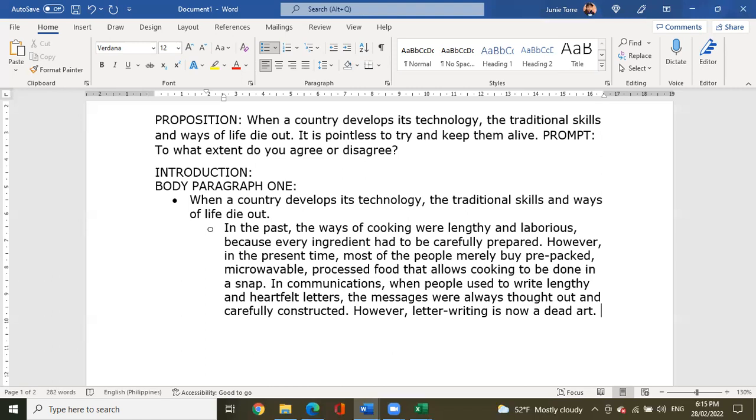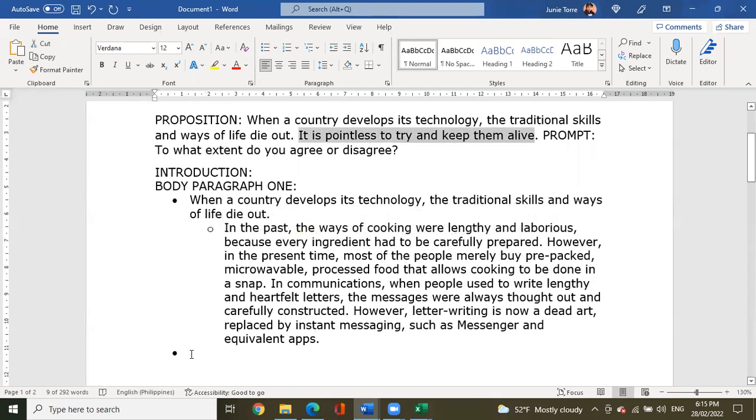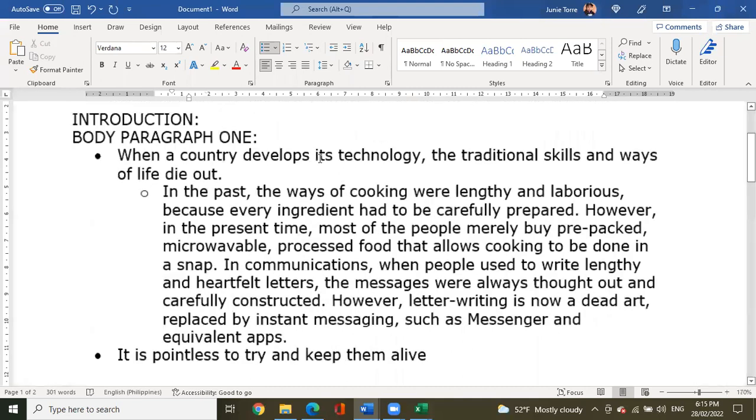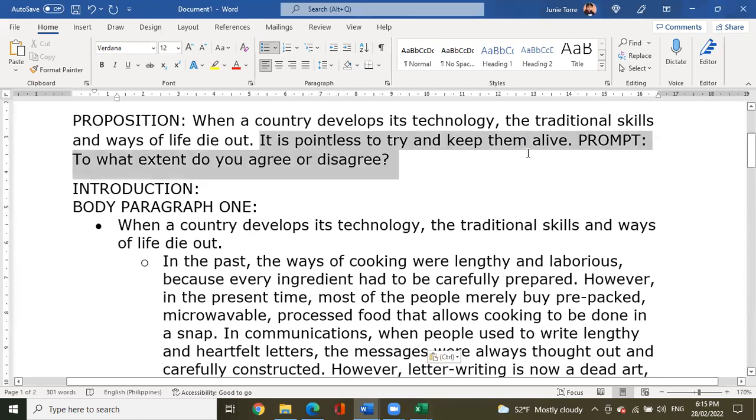Anyway, replaced by instant messaging, such as Messenger and equivalent apps. There. Okay na yun, guys. Kulang na lang natin is, it is pointless to try and keep them alive. Oy. Kaya the question was a trapper. Ang hirap kay argue yan, no? It is pointless to try and keep them alive.